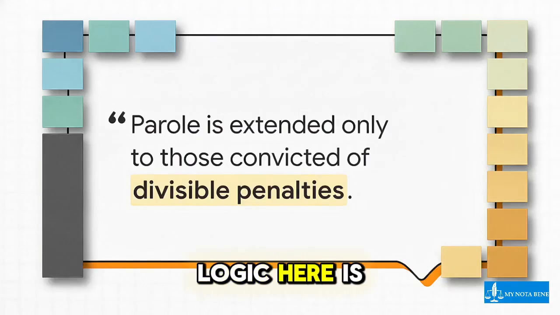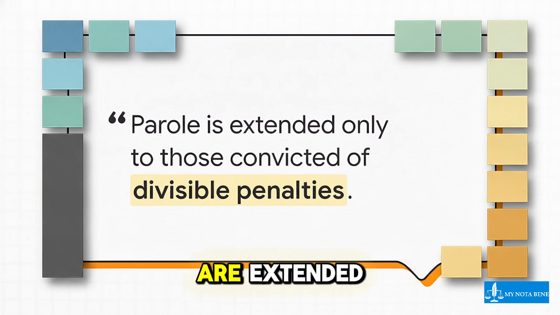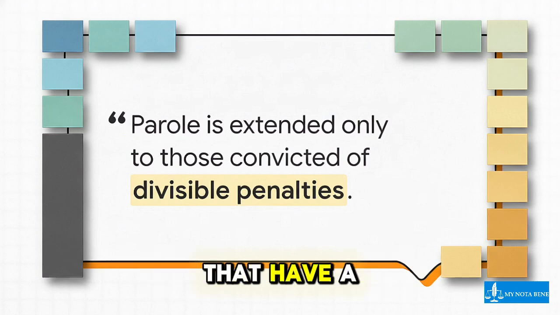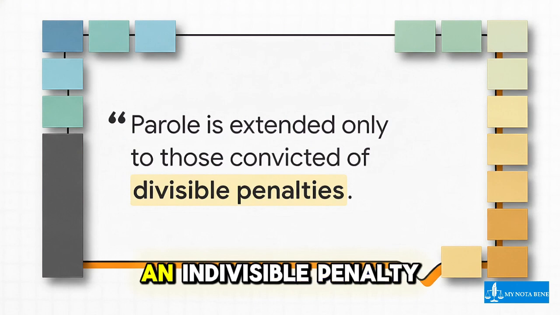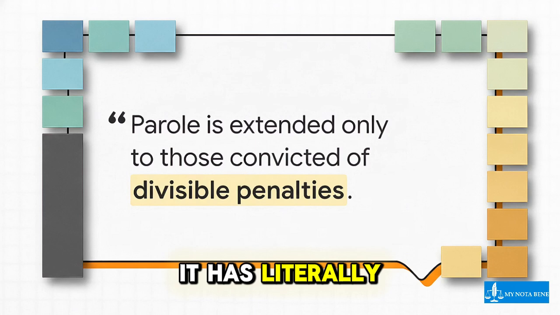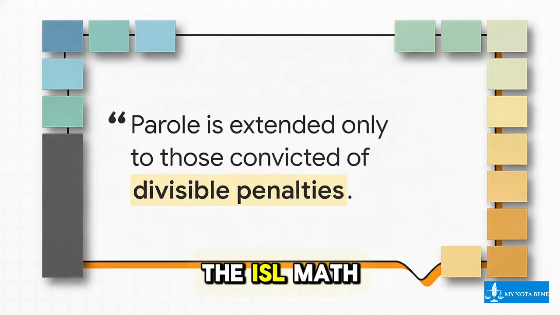The core logic here is fundamentally about the structure of the penalties themselves. Parole and the ISL are extended only to those convicted of divisible penalties. Penalties that have a distinct minimum, medium, and maximum period. Reclusion perpetua is an indivisible penalty. It's just a solid, unmoving block of time. It has literally no minimum or maximum period to calculate a range from, which obviously makes the ISL math impossible to perform.